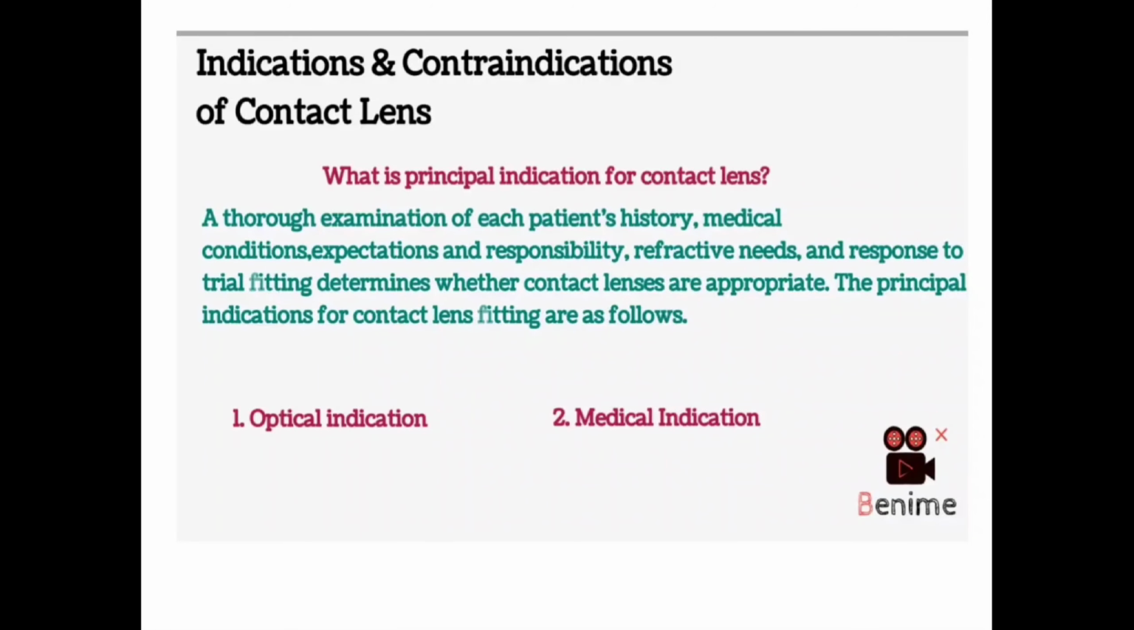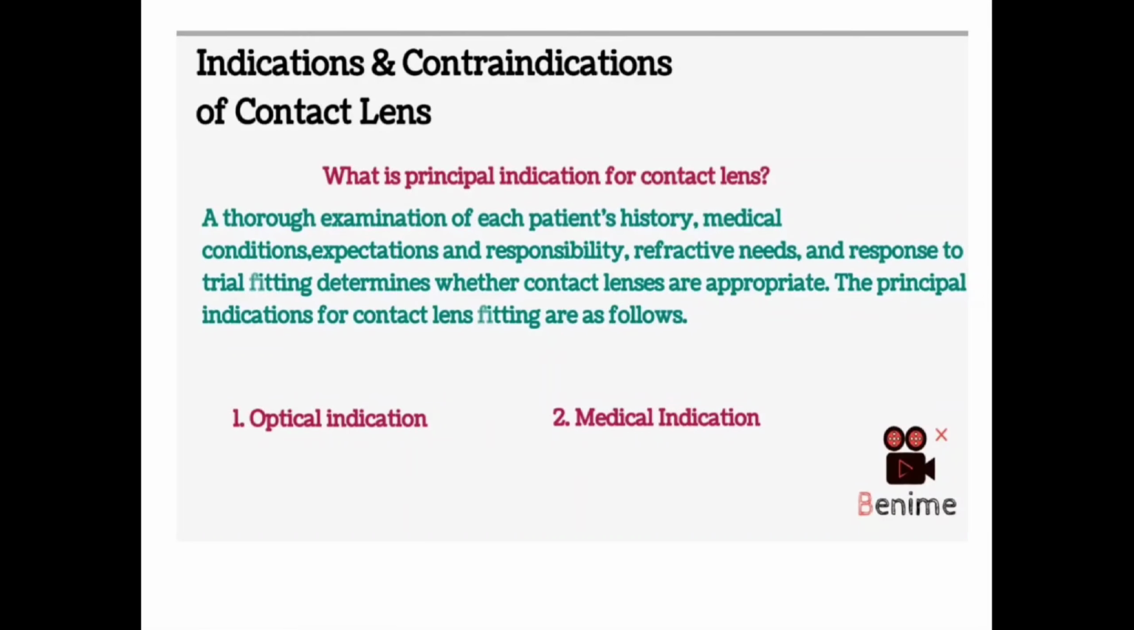So first is indications and contraindications of contact lenses. First we have to understand which patients are eligible for contact lenses and which patients are not eligible. What is the principal indication for contact lenses? We have to do a thorough examination of each patient. We have to take history, understand the medical condition, understand the expectations of the patients, their refractive needs, and the response to the trial fitting you are going to do. After that we can decide whether this patient is suitable for contact lenses or not.